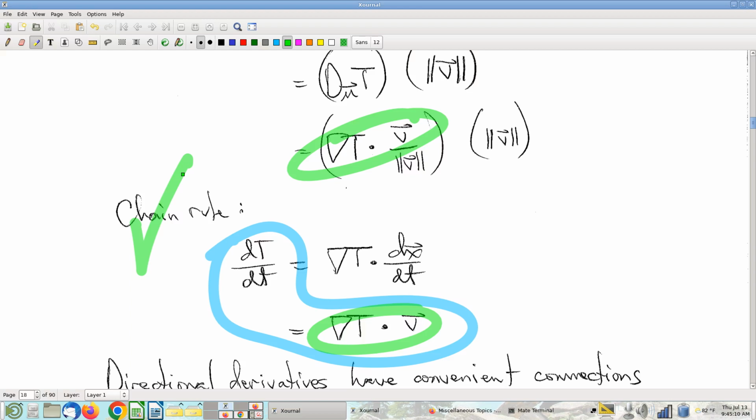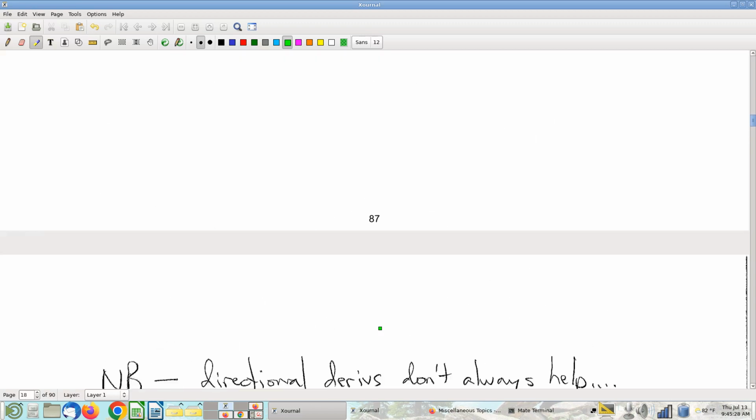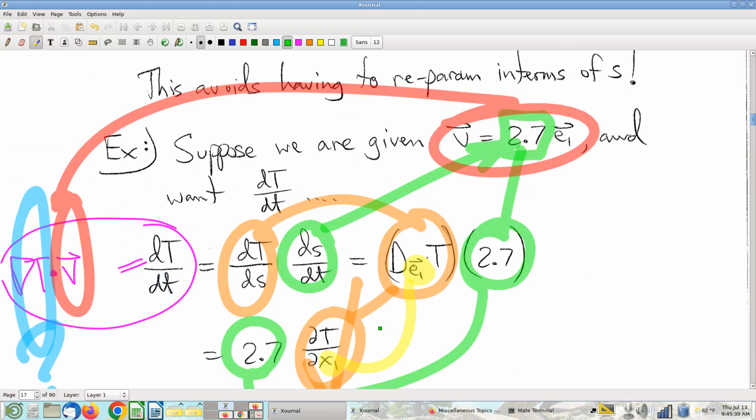So I encourage you to think strategically: if you have a choice between using the chain rule and directional derivatives, ask yourself the question, why am I going to bring unit vectors in? What do I win? Where's the payoff for bringing unit vectors into it? Now, our past examples here are pretty good examples, I think.